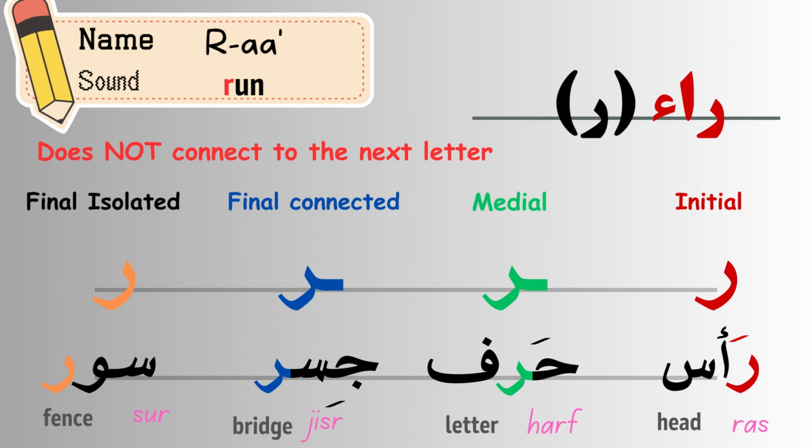Same thing, the letter ra doesn't connect with after, so we use the initial form. If you come back and look at word ras, here we have the hamza, so we use the hamza on alif, so it wasn't connected. Also in word harf, you see we use the final form isolated of the fa because the ra doesn't connect.